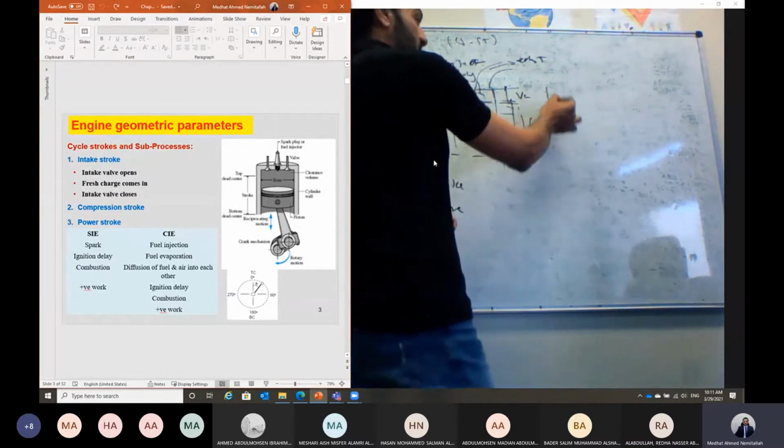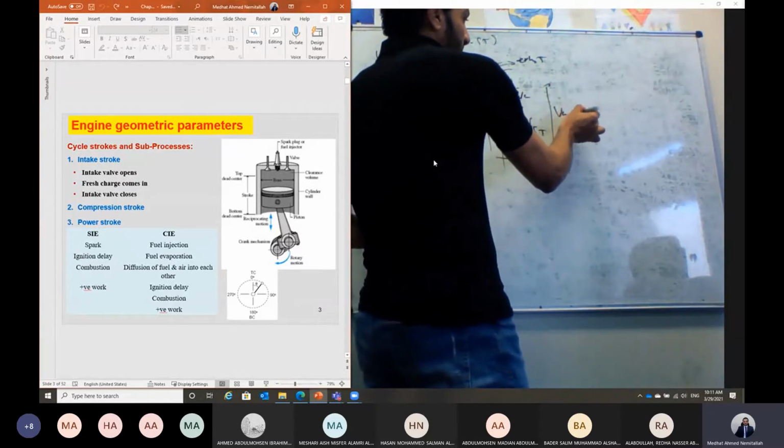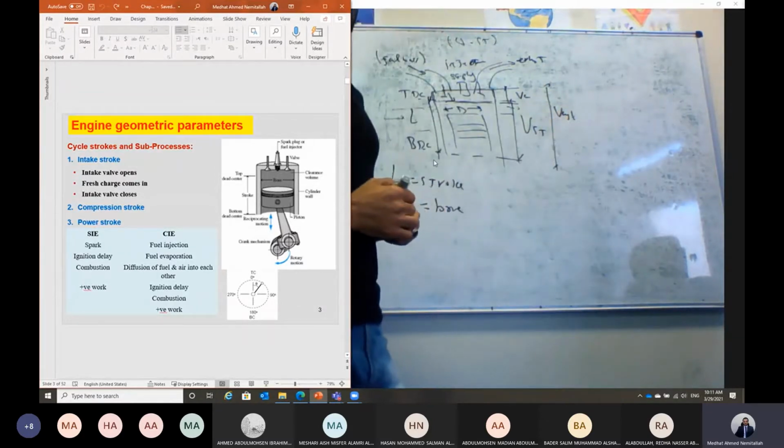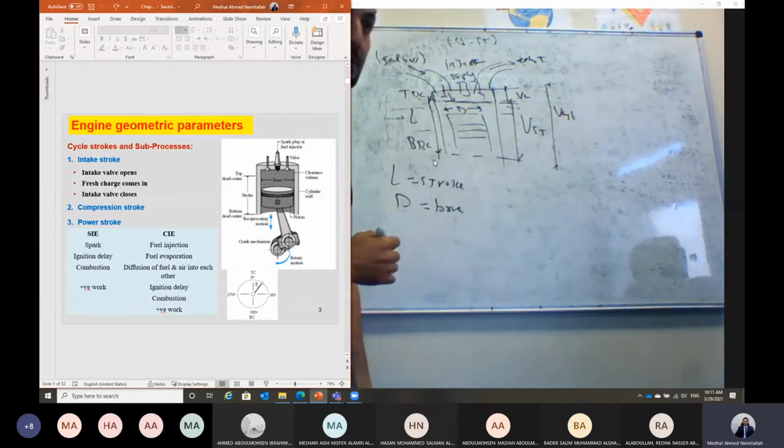And the total volume of the cylinder, we call it the cylinder volume. And we have defined a very initial parameter which defines the compression ratio.